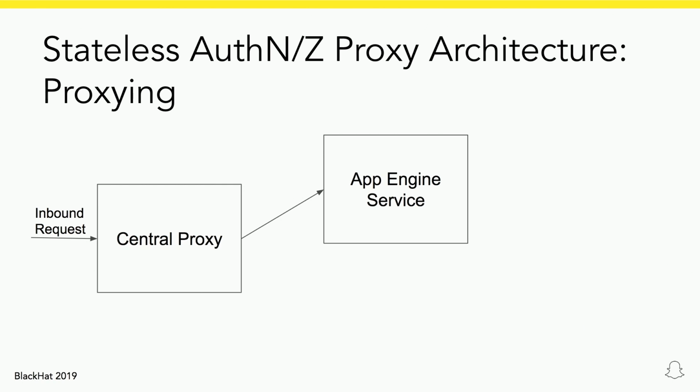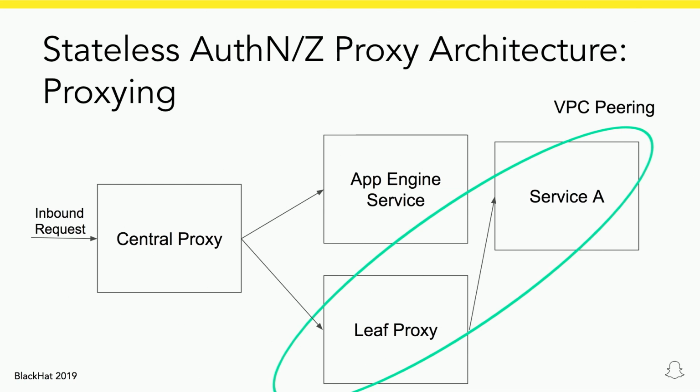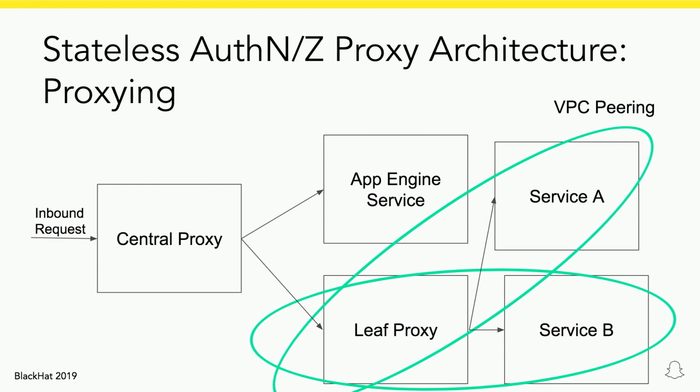So going back to the actual proxying, how this works for App Engine: because App Engine doesn't have any sort of notion of an internal network, what we did is we said for the static IP addresses of our proxy, we'll allow requests from that into App Engine services, and we'll punch a hole in the firewall specifically for those IP addresses. For non-App Engine things, we have this leaf proxy where we VPC peer it to any service that our developers create, and we can now route through that. And so the central proxy can do the authN and authZ, and then we route out through these leaf proxies.